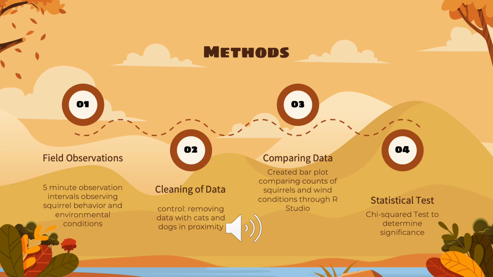Second, we cleaned our data by creating a control by removing data with cats and dogs to remove any confounding effects. Third, we compared the data by creating bar plots in RStudio to compare counts of squirrels compared to wind conditions. Fourth, we did a statistical test, a chi-square test, to determine significance, and determine if we can draw conclusions from our results.